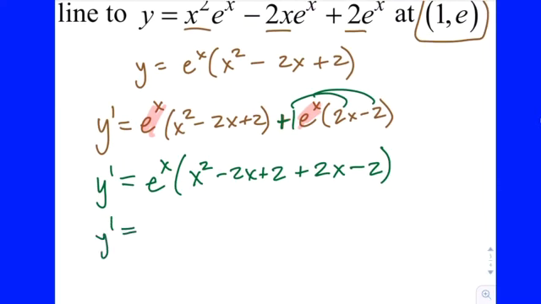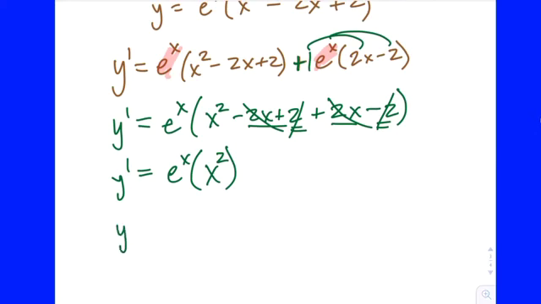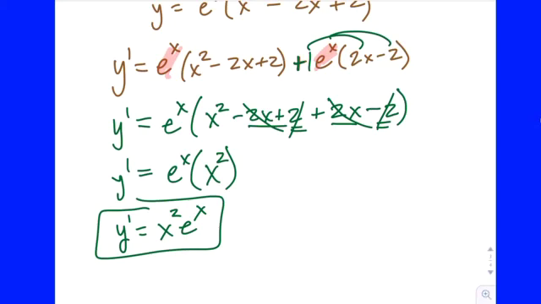This gives us a nice, tidy, cleaned up version of y prime. If I combine like terms, I get x squared. Look at this, those cancel. And 2 minus 2, those also cancel. So we're left with y prime equals x squared e to the x. That is a really nice, good-looking version of the derivative, huh?